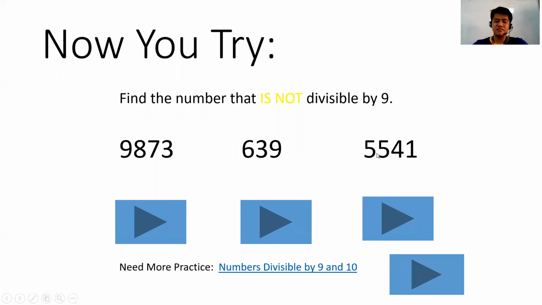Let's proceed. Tignan natin dito ang hindi divisible by 9. I-add natin lahat ng digits. 9 plus 8 is equal to 17. Very good. Plus 7 is equal to 24. Plus 3 is equal to 27. And 27 divided by 9 is equal to 3 without remainder. So therefore, this is divisible by 9. Let's try 639. 6 plus 3 is 9. 9 plus 9 is 18. 18 divided by 2 is equal to 9. And 9 is divisible by 9, diba?